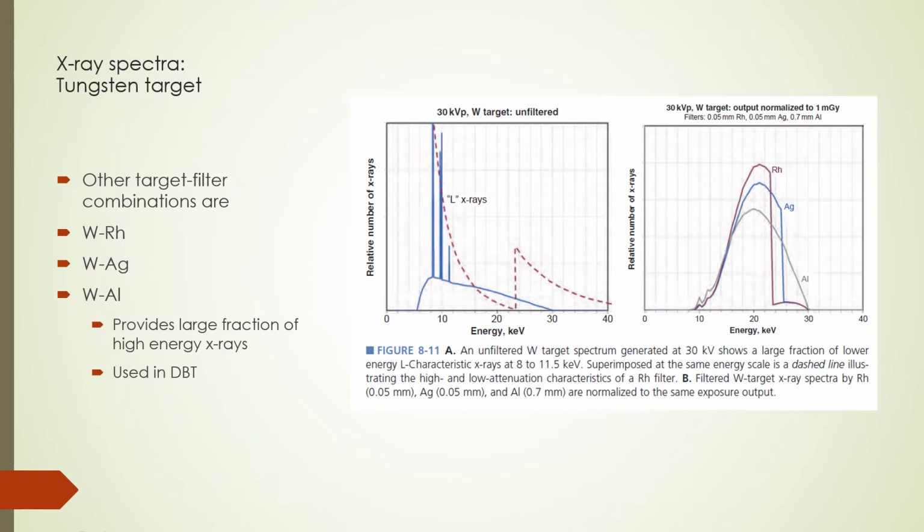In some cases, aluminum filtration is used, but that requires using thicker amounts of aluminum than rhodium and silver filters because aluminum has a lower atomic number and no useful K absorption edge. Aluminum filtration is typically used in digital breast tomosynthesis because it provides a larger fraction of higher energy X-rays. The high energy X-rays do not degrade contrast because the tomographic reconstruction process provides enhanced contrast.